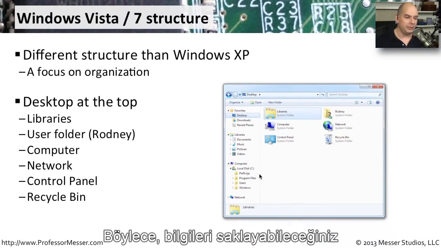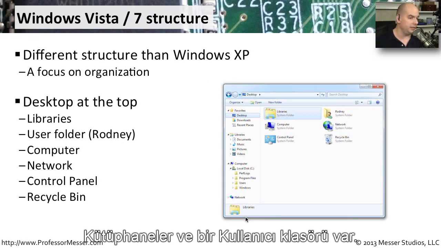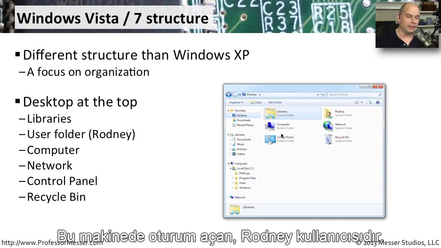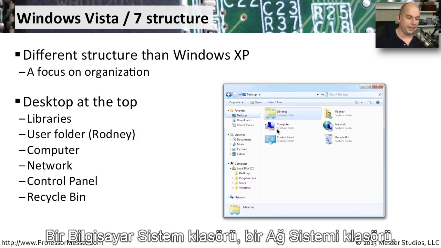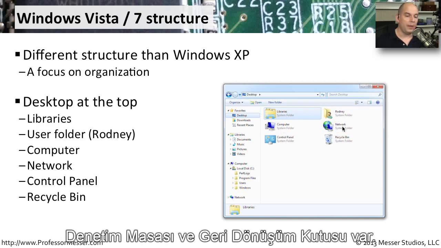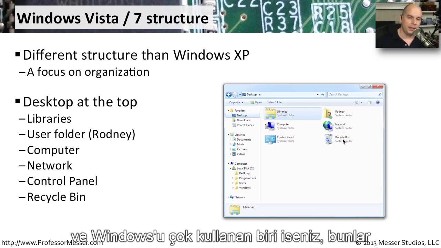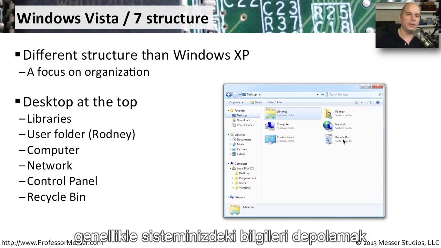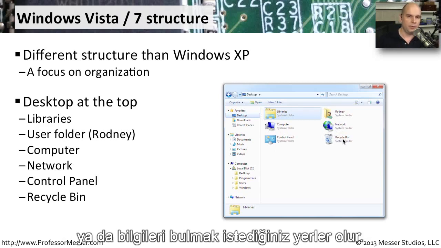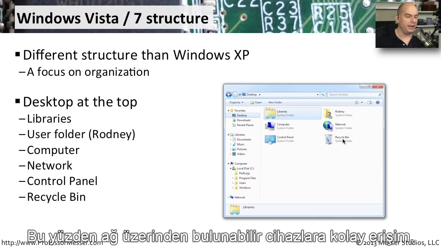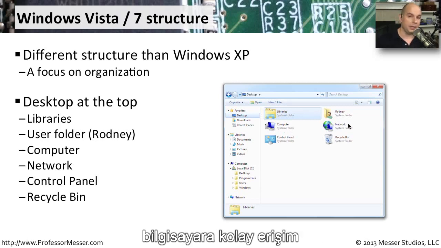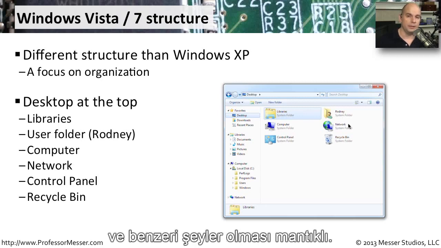So we have a series of different areas where we can store information. We have libraries, a user folder. This is the Rodney user who's logged onto this machine. There is a computer system folder, a network system folder, the control panel, and the recycle bin. And if you're somebody who uses Windows a lot, these are usually the places where you will want to either find information or store information on your system. So it makes sense to have easy access to the computer, easy access to devices that may be located across the network, and so on.